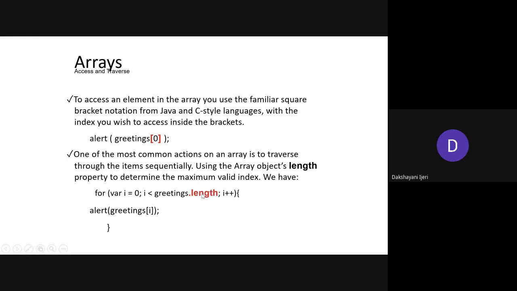For example, if you have four elements, the index value of the last element will be 3. So that's why i should be less than the length of the array. Okay. So go on printing each element for each iteration here.